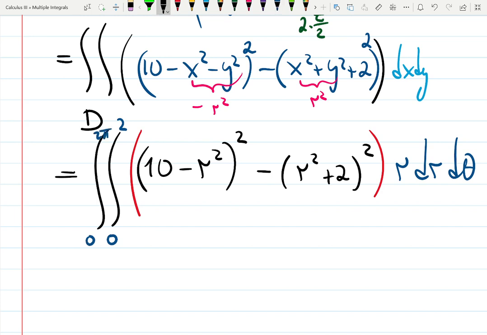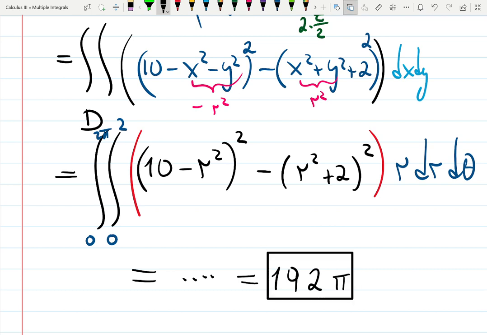And then now you do some algebra. This is calculus 1 here. You simplify, integrate with respect to r. There's no need to even use substitution here. It will be all polynomials. Then integrating with respect to theta gives you times 2 pi, so it's going to be 192 pi. Should be positive. It's the mass of the object.